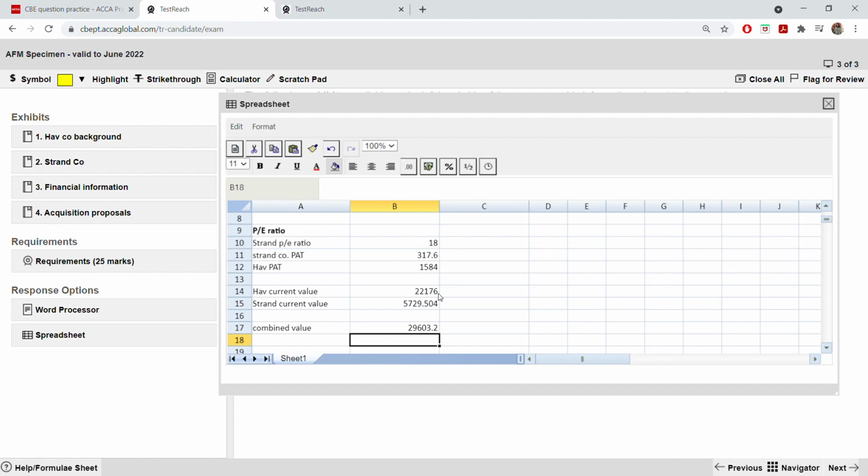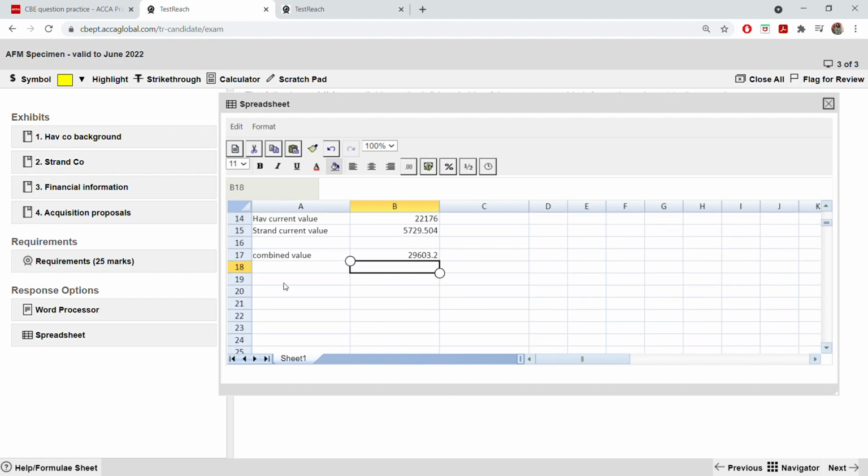Okay, so now we have to find the maximum premium. Remember, the question asked for maximum premium. So the maximum premium will be what? It is simply the combined company minus the addition of these two companies. You separately add. So this is your maximum premium.